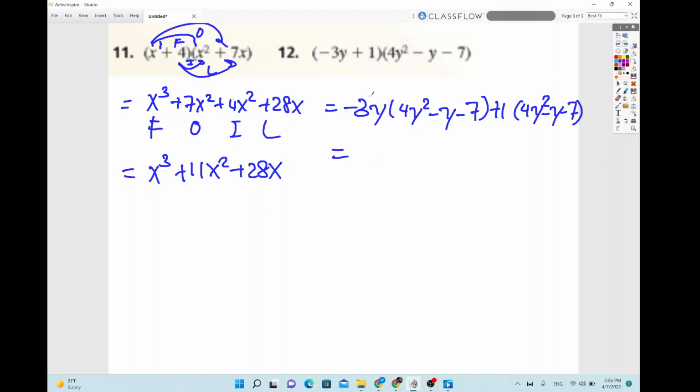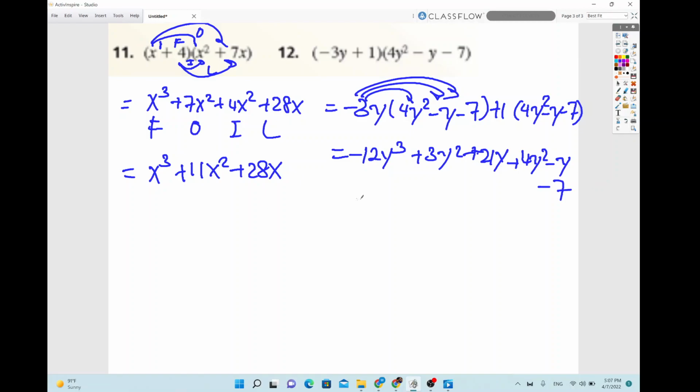So negative 3y times 4y squared, what we found here is negative 12y to the power of 3. And then negative 3y times negative y, that would be positive 3y squared. Negative 3y times negative 7, that would be positive 21y. Negative 3 times negative 7 is positive 21, and y just carries over. And then the rest of the group: 1 times 4y squared is 4y squared, 1 times negative y is negative y, 1 times negative 7 is negative 7.